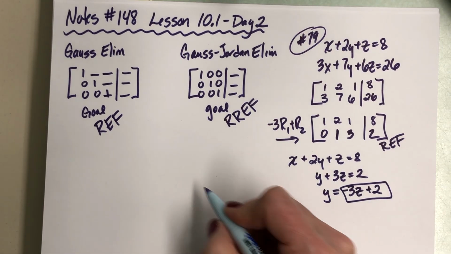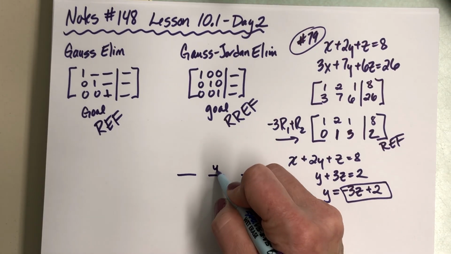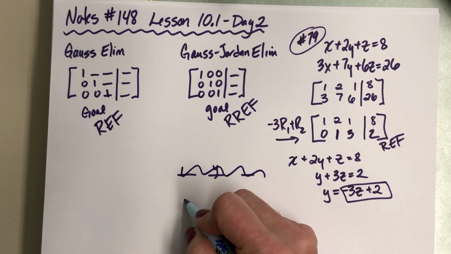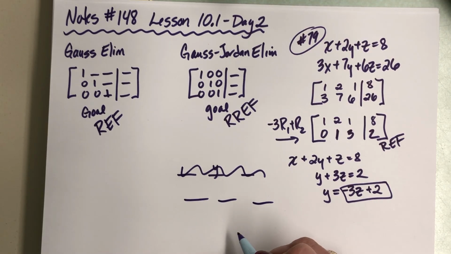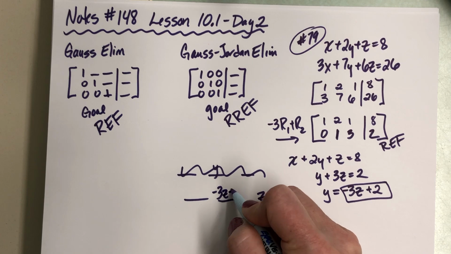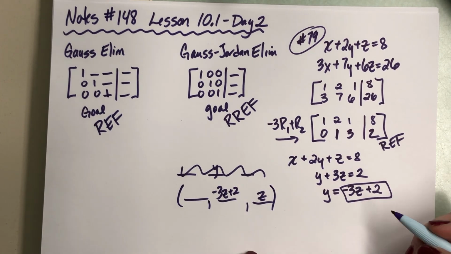If I'm thinking about what my answer is going to be, I'm going to put over here x, y, and z. Z is z, and y is going to be negative 3z plus 2. I'm a little nervous. You know, this is my first e-learning day.